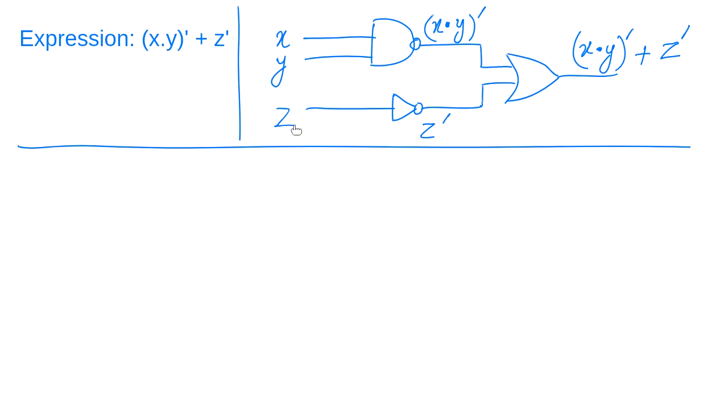If there are three inputs, I told you there is a formula to find out how many input combinations there would be: 2 raised to the power n. There are three inputs, so n will be replaced by 3. If you solve this, there will be 8 possible input combinations. So I will draw 8 combinations here.